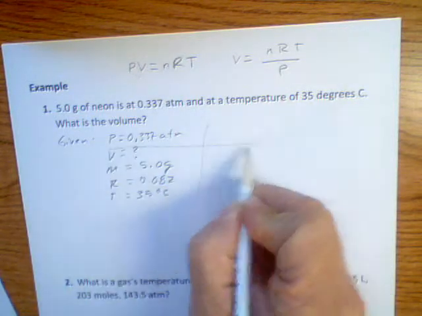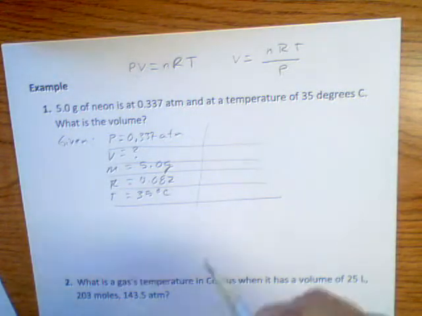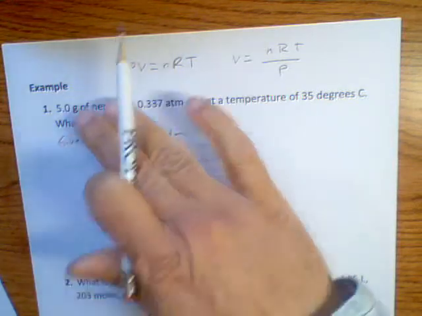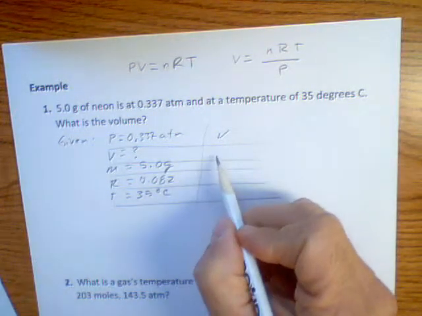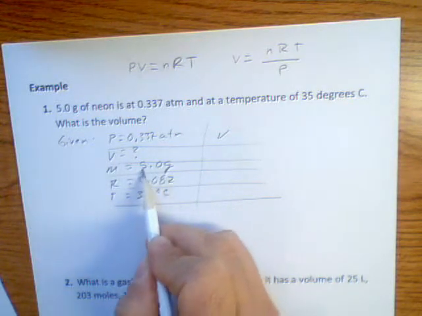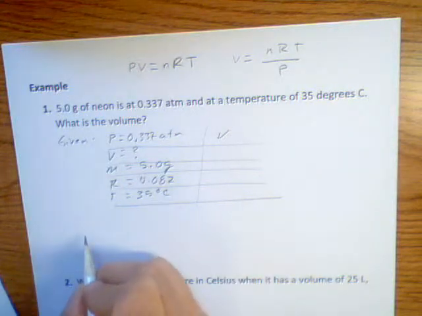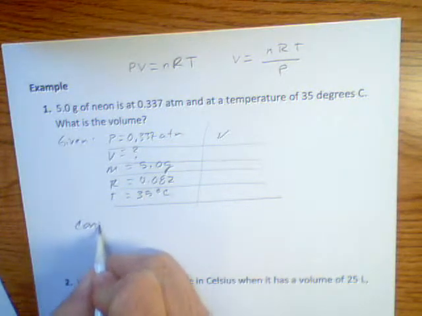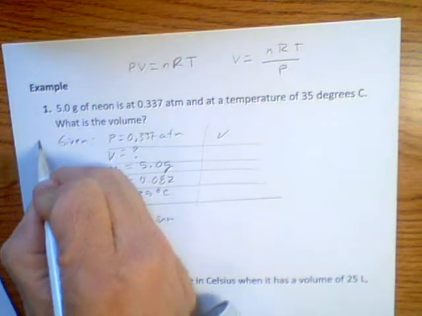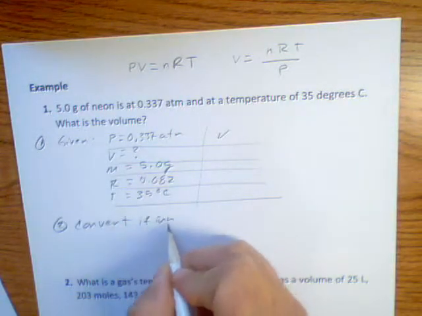Well, we might need to rewrite this, so I'm going to give this a little think here. Is this one okay? Yeah, atmospheres is fine. I think we'll be able to work with atmospheres in our equation. This is what we're looking for. We don't have moles, but we do have grams, so we can convert. So convert if needed. Alright, so here's our first step, and here's our second step. We're going to convert if needed.